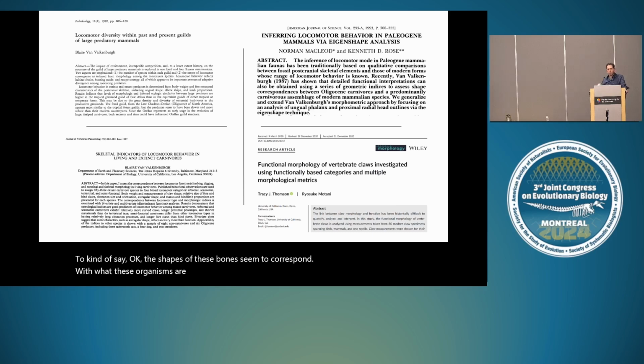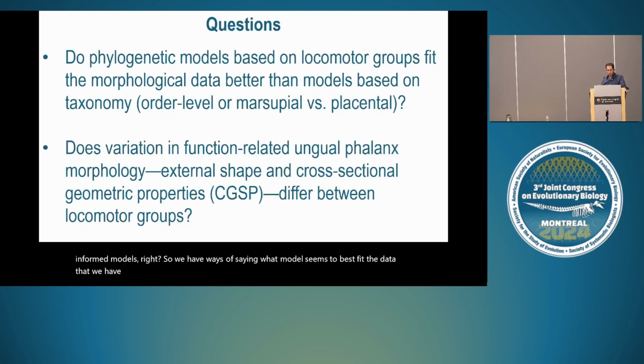The problem that I've had with this literature is that while it is useful, it is largely descriptive and pattern-based. Not to say what we do with phylogenetic comparative methods isn't also pattern-based, but we at least have informed models, right? So we have ways of saying what model seems to best fit the data that we have. So without further ado, this leads me to the questions that I was interested in when I pursued this study.